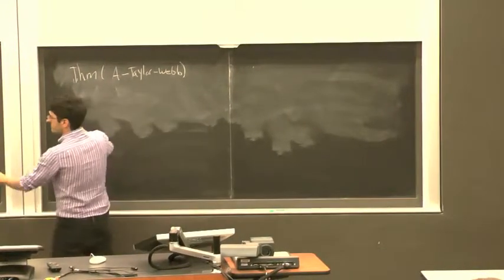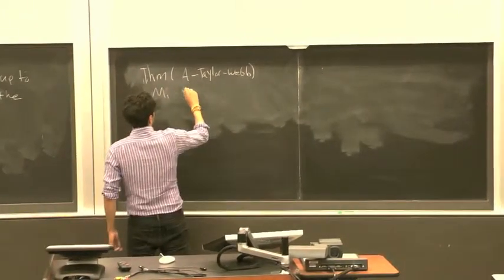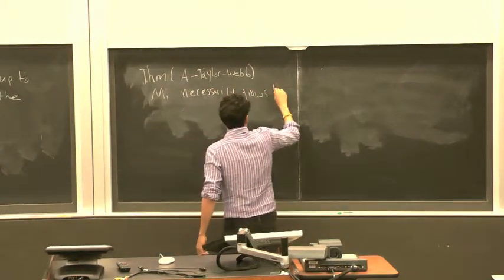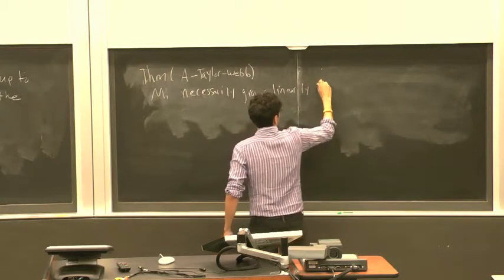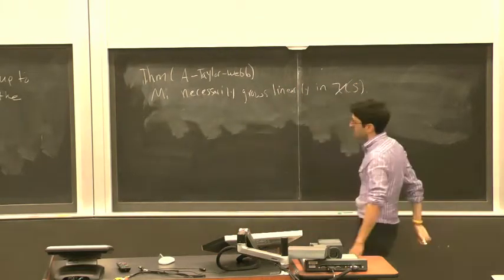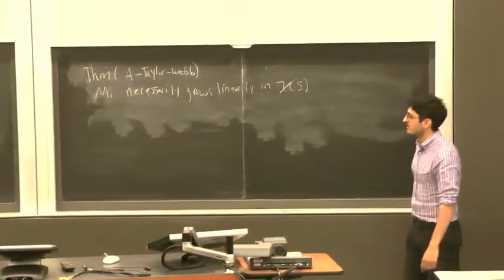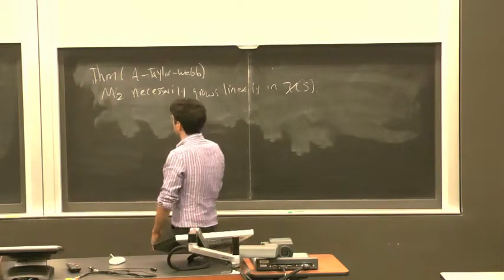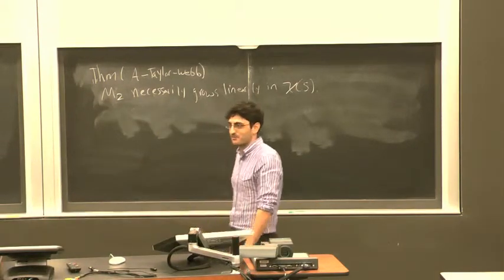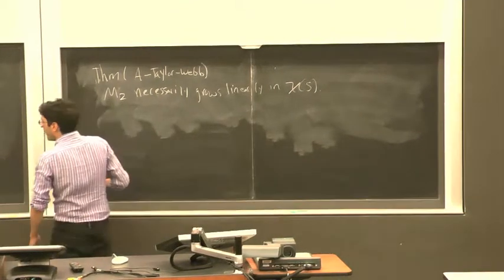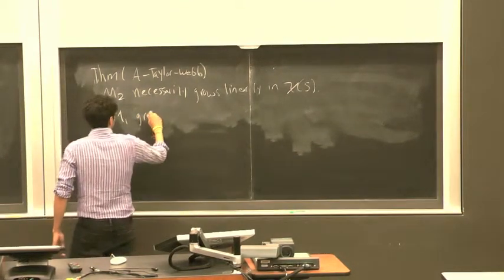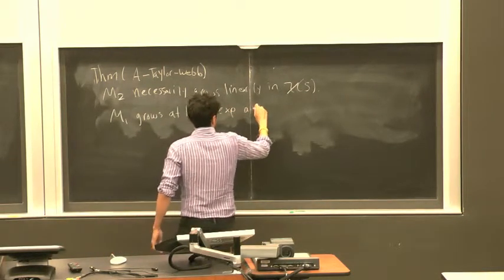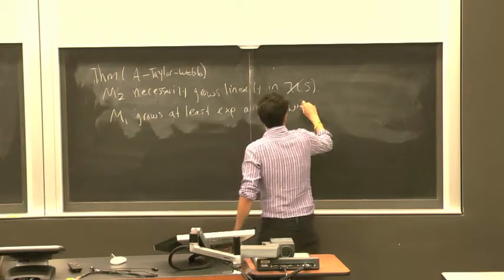Okay, so M1 necessarily grows linearly in chi of S. So we have upper and lower bounds that are linear, and it should be M2. Okay, I wish M1 grew linearly. So M1 grows at least exponentially. At least exponentially, and at worst, factorially.